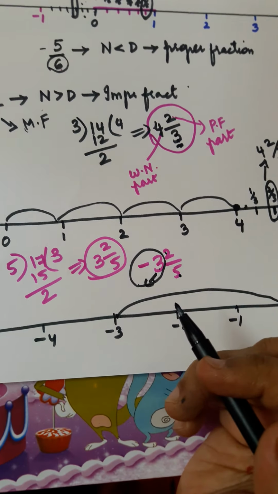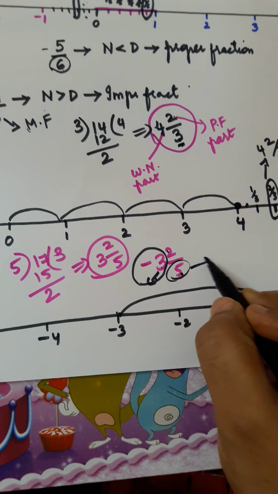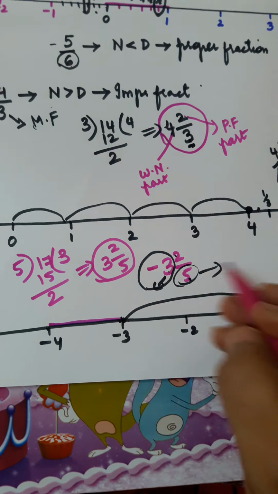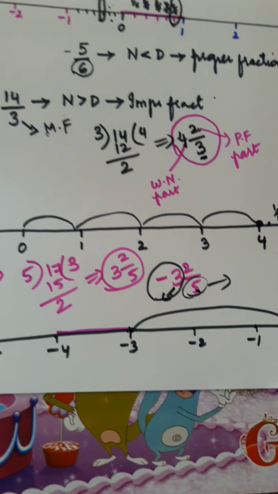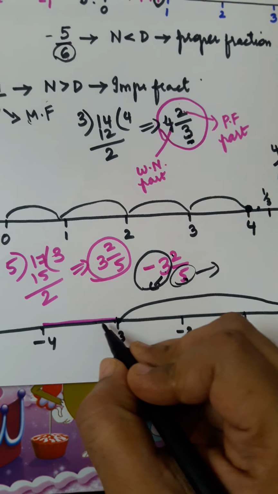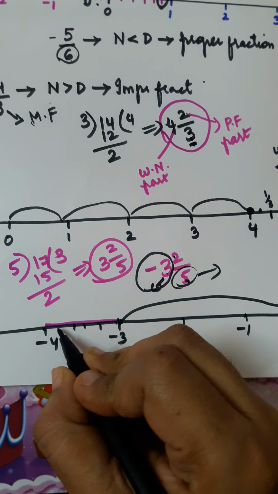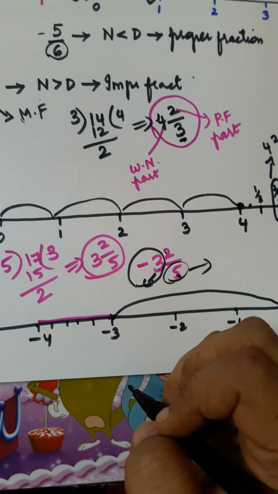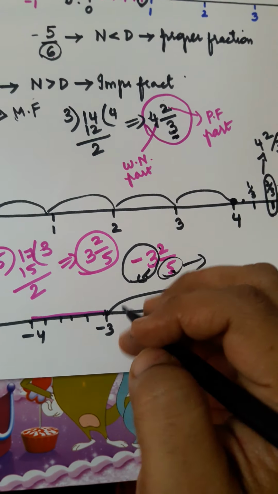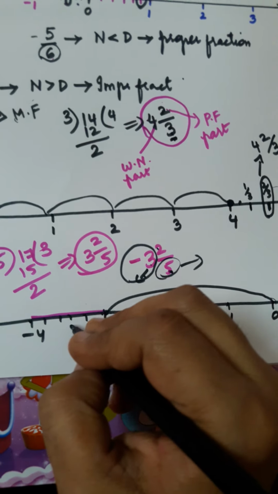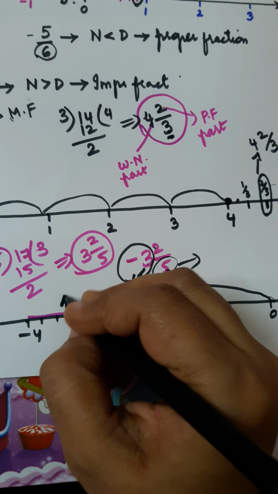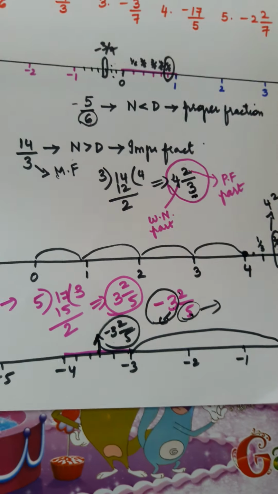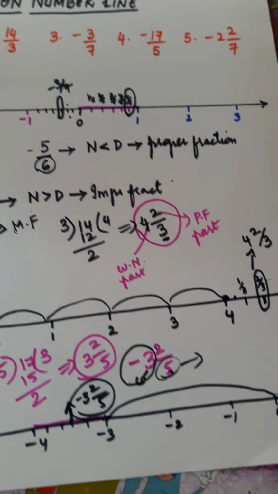Considering 2 by 5 means, what is the denominator? 5. So in between 3 and 4, this segment you are dividing into 5 parts. How are you dividing? You are dividing into 5 parts, here 1, 2, 3, 4, 5, 5 parts you have divided. So 2 by 5 means you just have to see here 1 by 5, 2 by 5. So this part is 2 by 5, so here you will get minus 3 2 by 5. Fine. So this is how you are calculating.